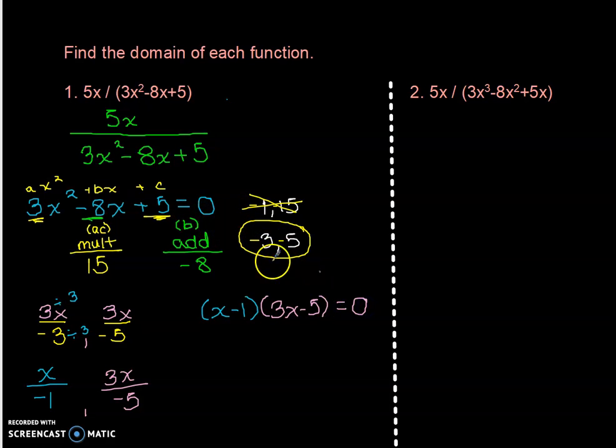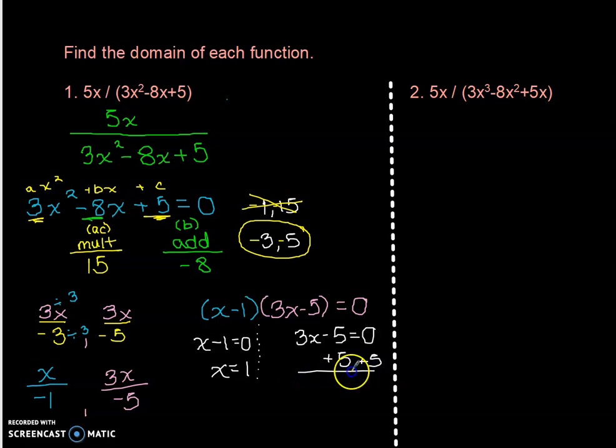I'm bringing that down. Since it's factored and the other side is 0, I can do the zero product property, meaning set each parentheses equal to 0. So x will equal 1. And here, add 5 to both sides. 3x equals 5. X is being multiplied by 3, so we divide both sides by 3. So x equals 5 over 3.